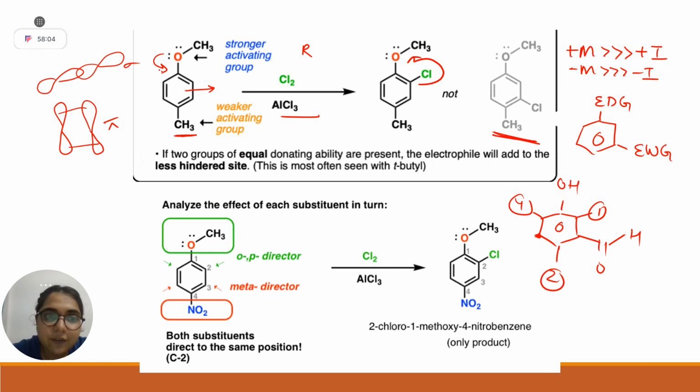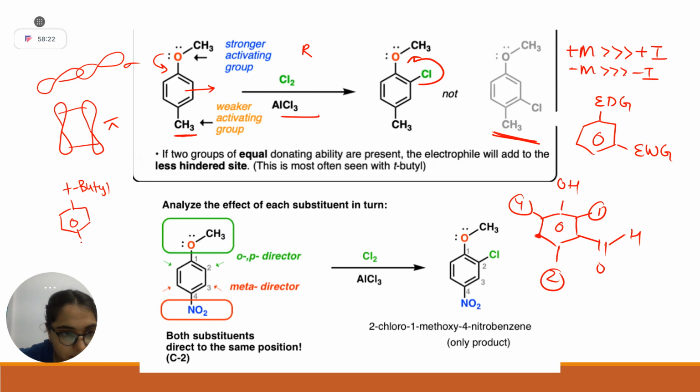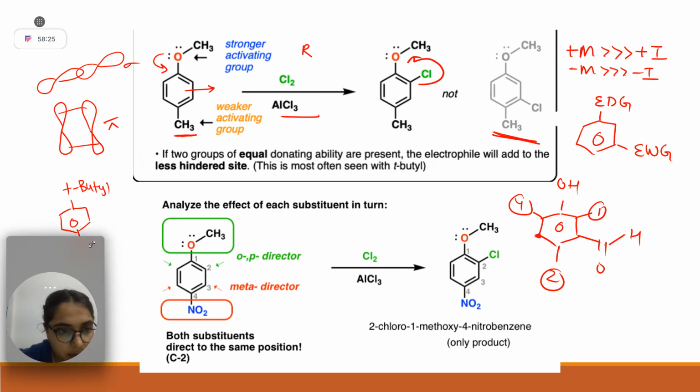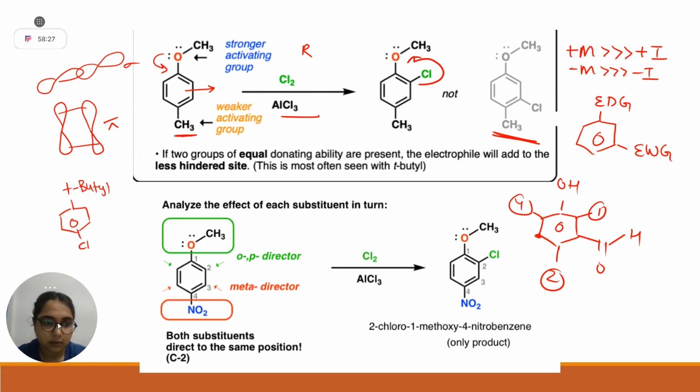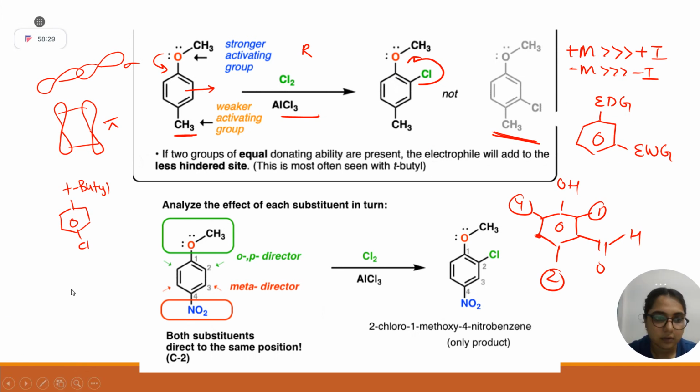This is saying, if let's say here there is tertiary butyl and here methyl, then where will the electrophile come? Let me write here. Let's say here a tertiary butyl group is there and here methyl is there. Now tell me, will the electrophile come at position number 1 or 2?